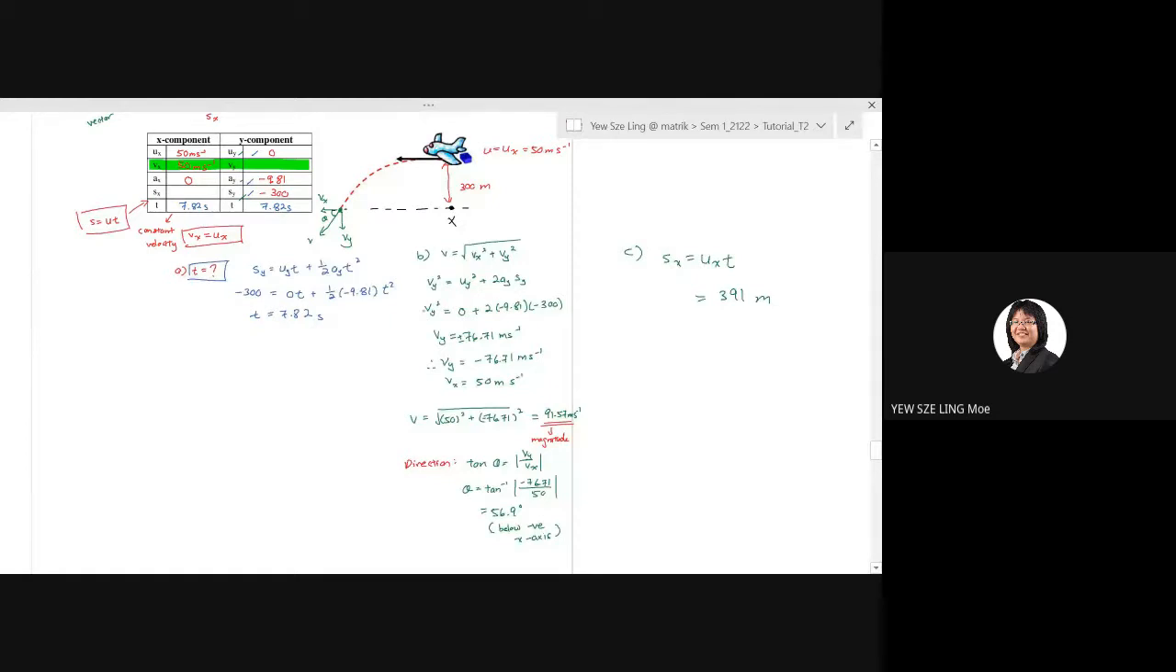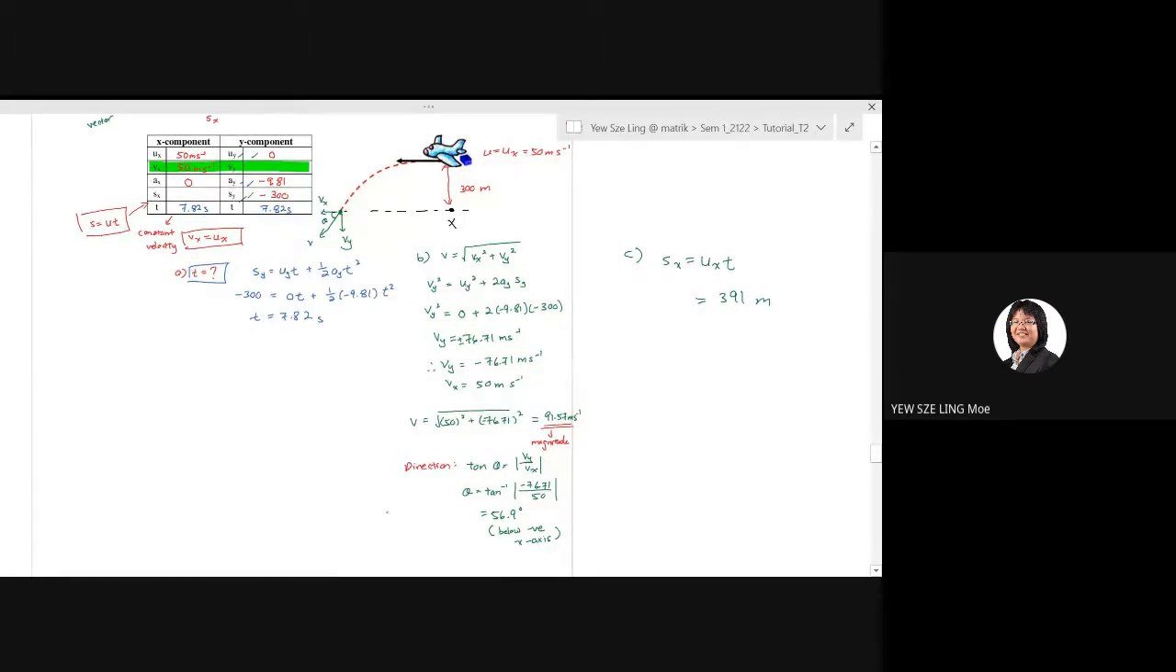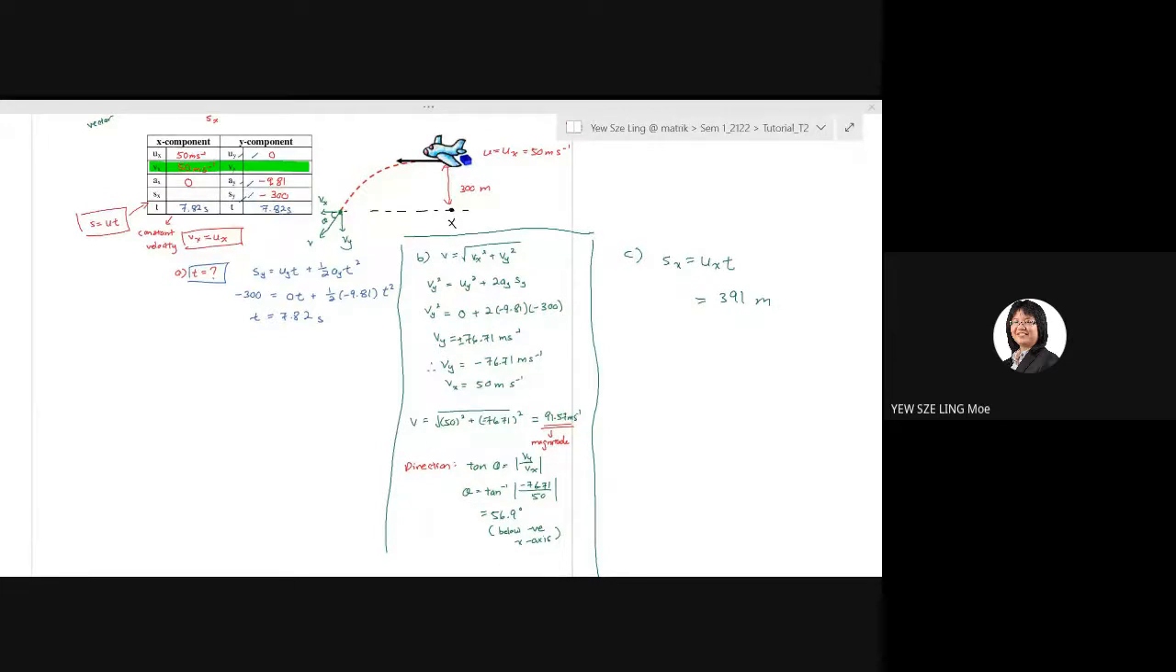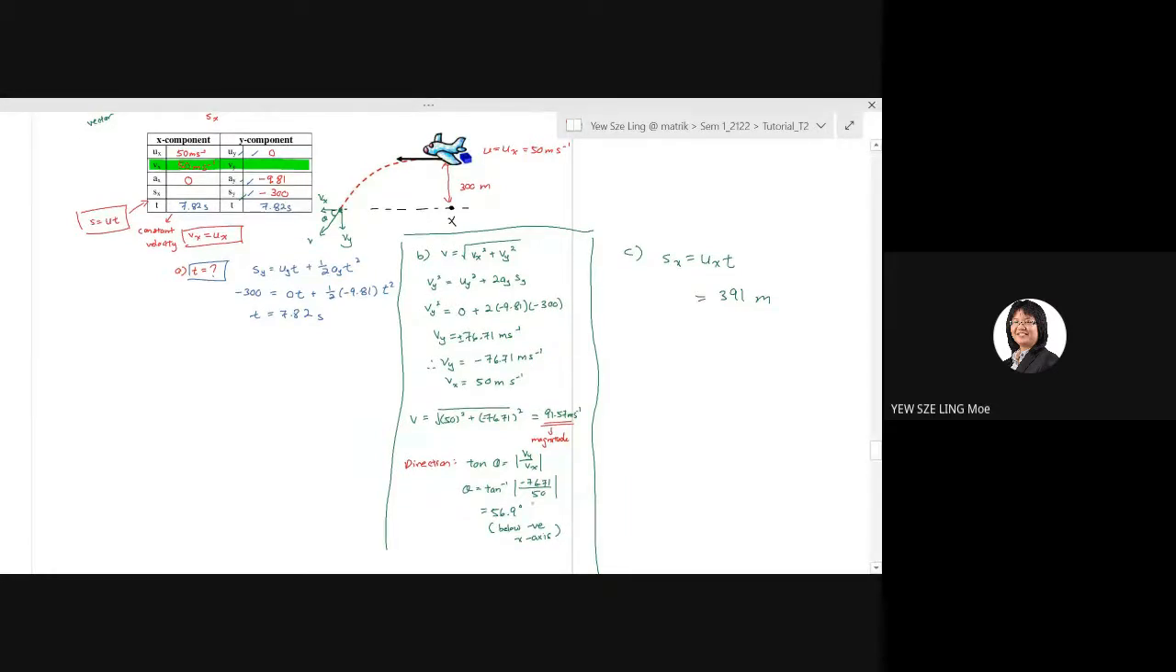Okay, so now you can solve these questions. You can write it down, especially for question B. Question B is a very common question, and students tend to panic because they don't know whether they need to find the V for the X component or for the Y component. So in this case, because the question didn't mention whether it wants a horizontal or a vertical velocity, then you need to find the resultant velocity. Okay, you need to find the resultant velocity.